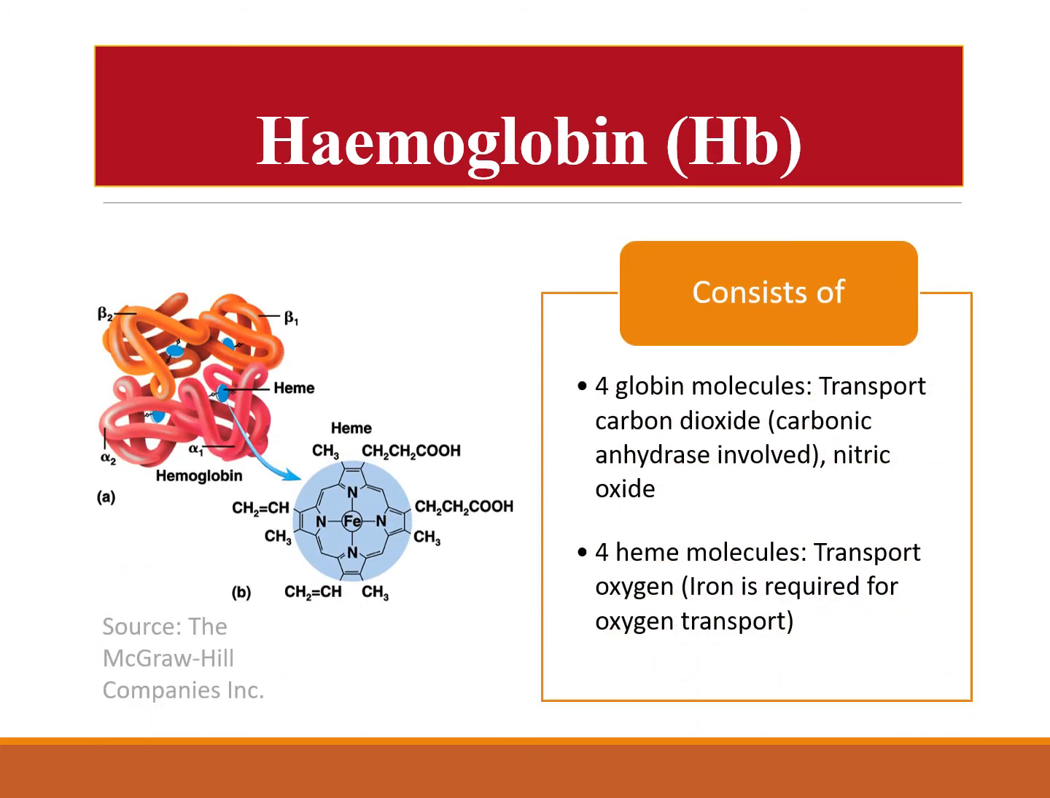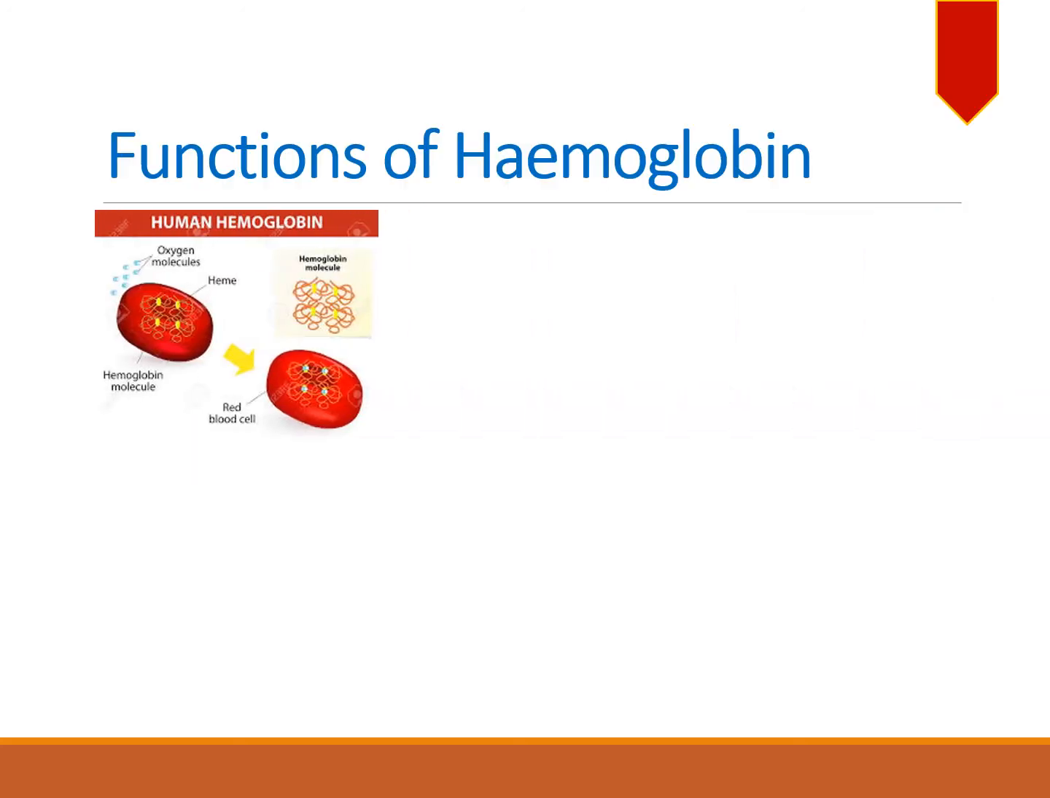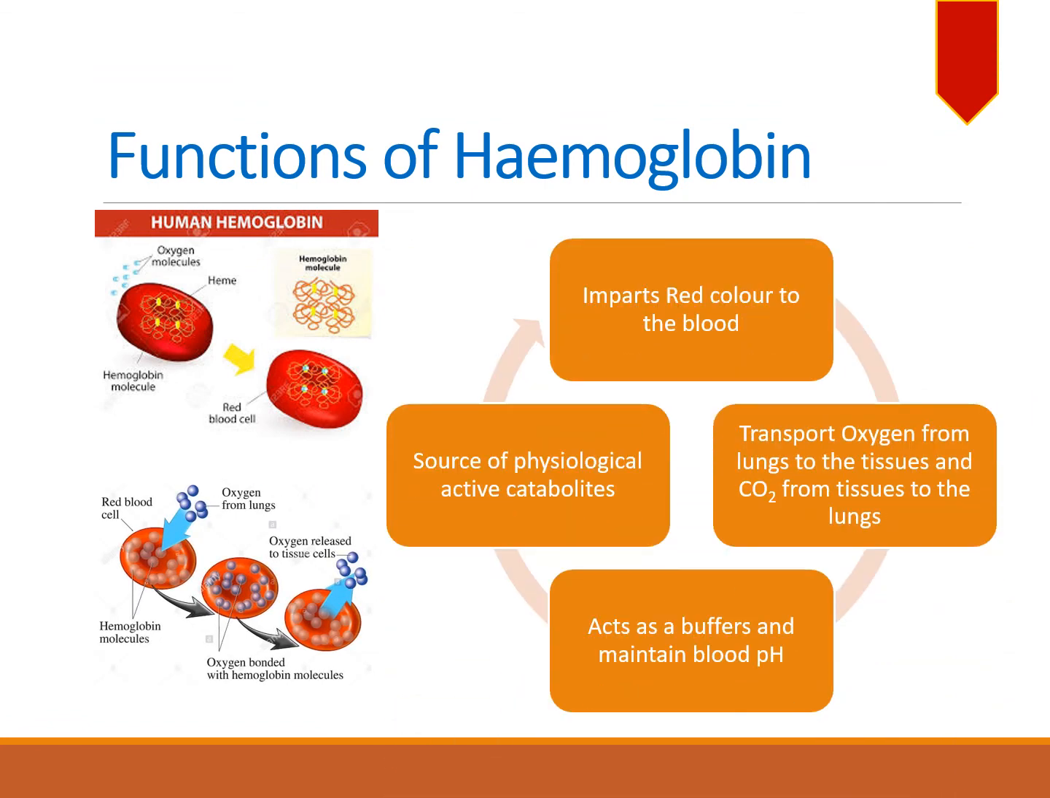Hemoglobin. As you can see in the structure, it consists of 4 globin molecules and 4 heme molecules. Globin molecules help in the transport of carbon dioxide and nitric oxide, whereas heme molecules help in the transport of oxygen. Functions of hemoglobin. As we can see in the figure, the RBC is there and hemoglobin entraps the oxygen from the lungs. Here the oxygen is bonded with the hemoglobin molecule, which is then released into the tissue cells.